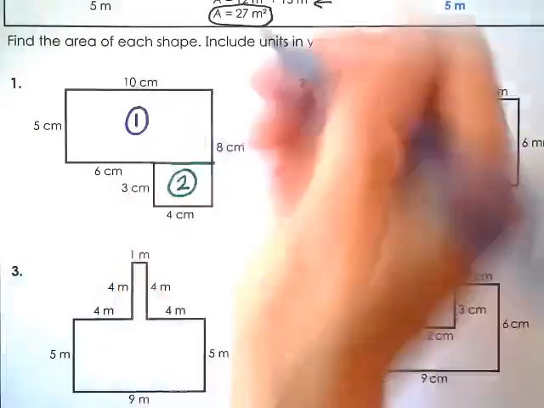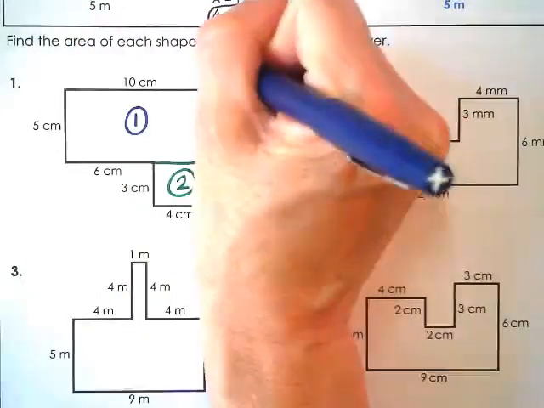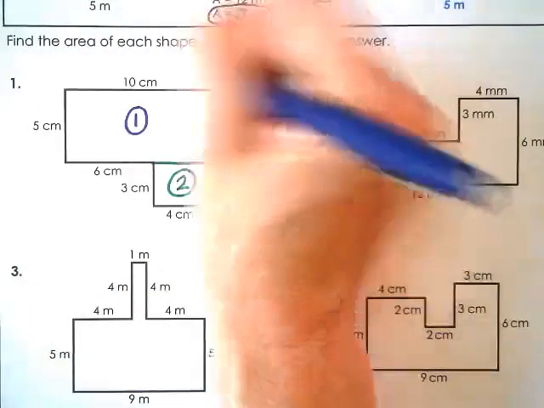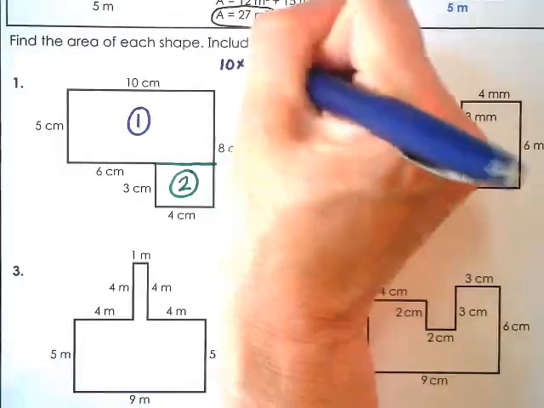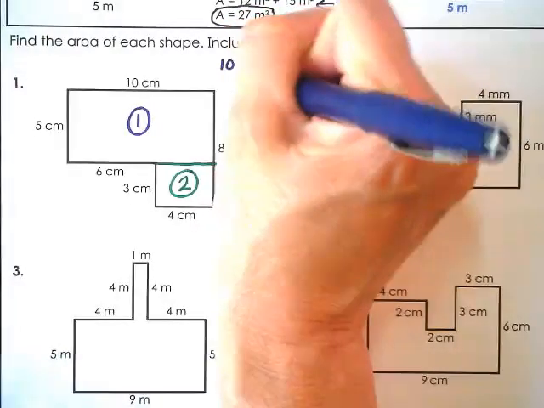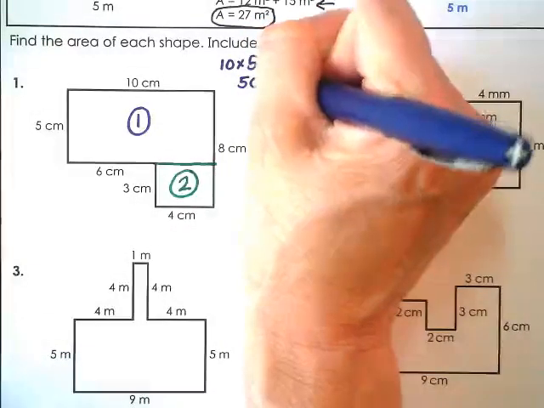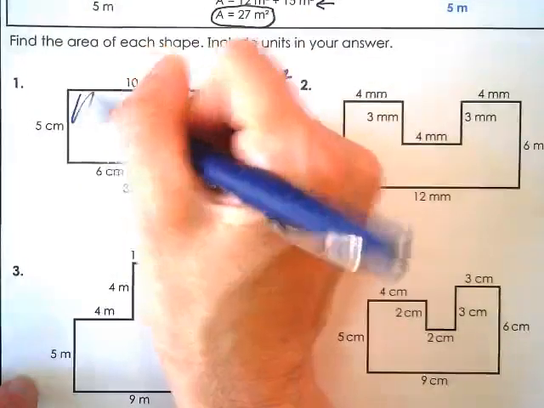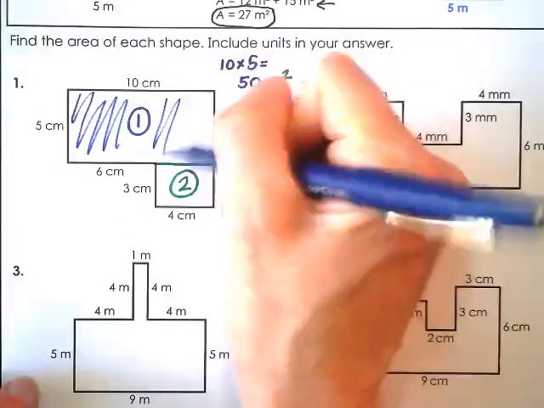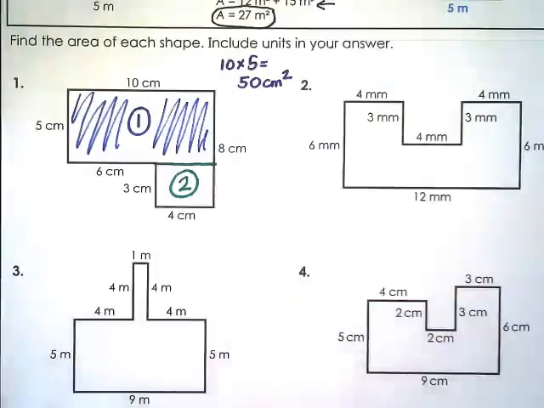I'm going to multiply the length, 10, times 5, and get 50 square centimeters. So that is the area of this rectangle. I'm just going to color it in so you understand. That's the area of this rectangle, all that space inside.